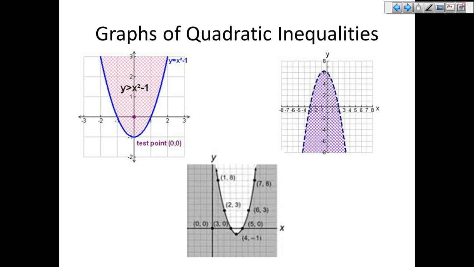Now the one right in the middle, down bottom, again, it's shaded below the quadratic. It looks like it's outside, but you really need to think about it as below the quadratic. So it's going to be y is less than.